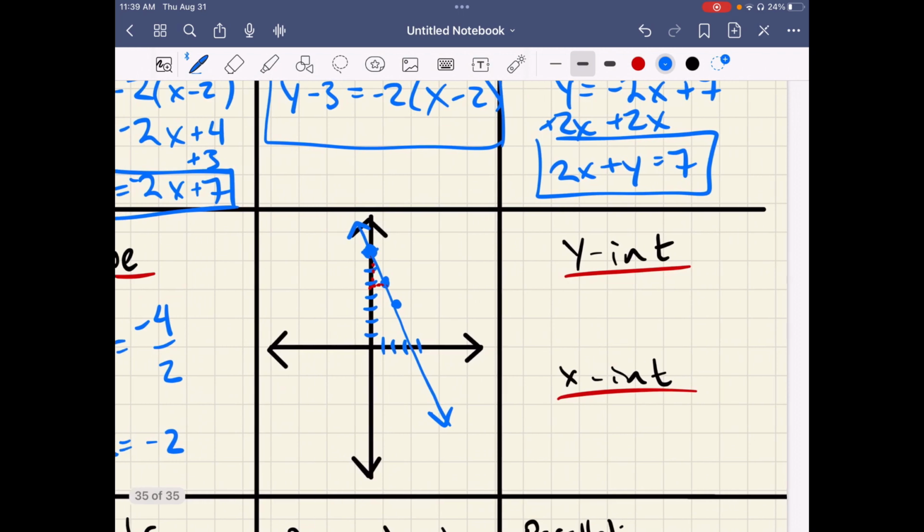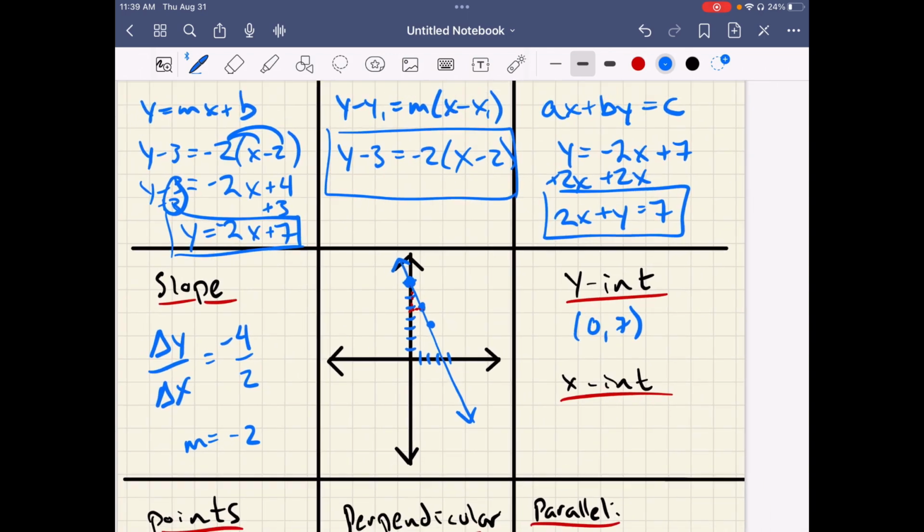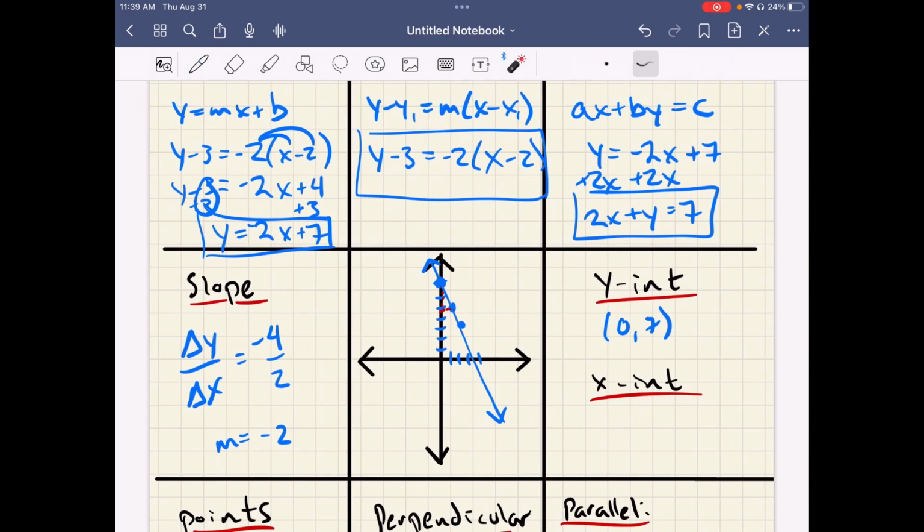Okay, let's slide over to the y-intercept. That one's really easy. I already know that one. My y-intercept is just 0, 7. I can find that by looking at my slope-intercept form, by looking at the b value.